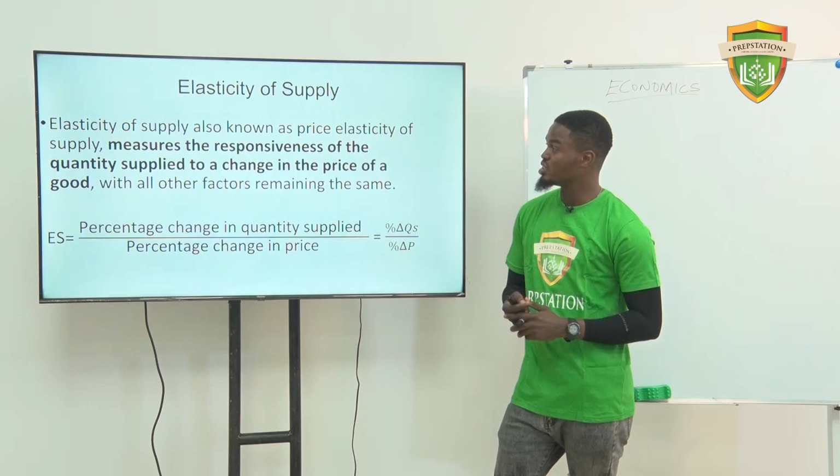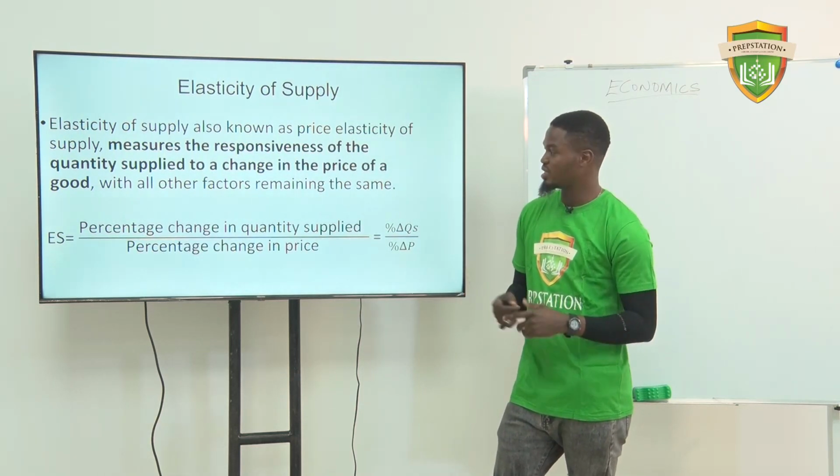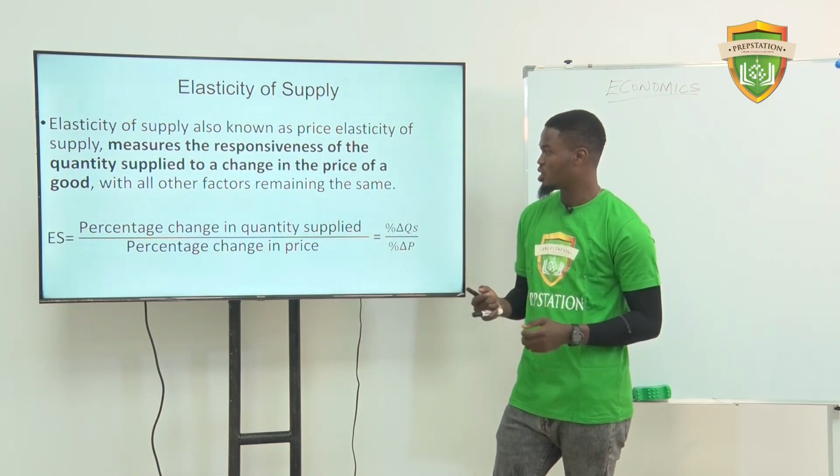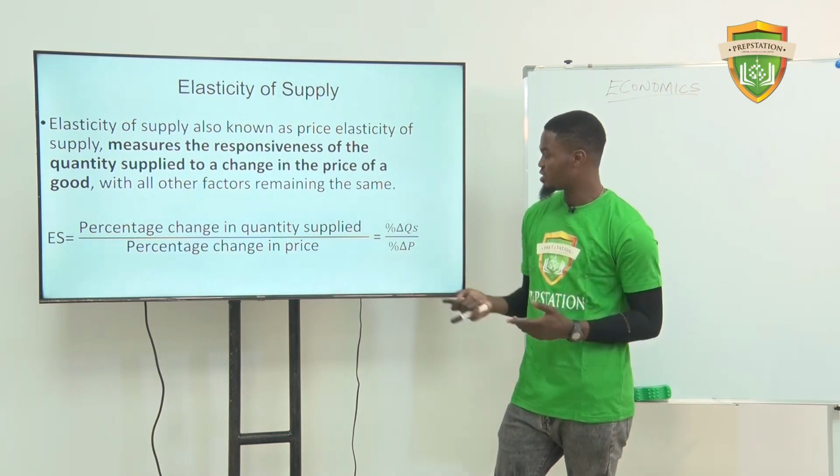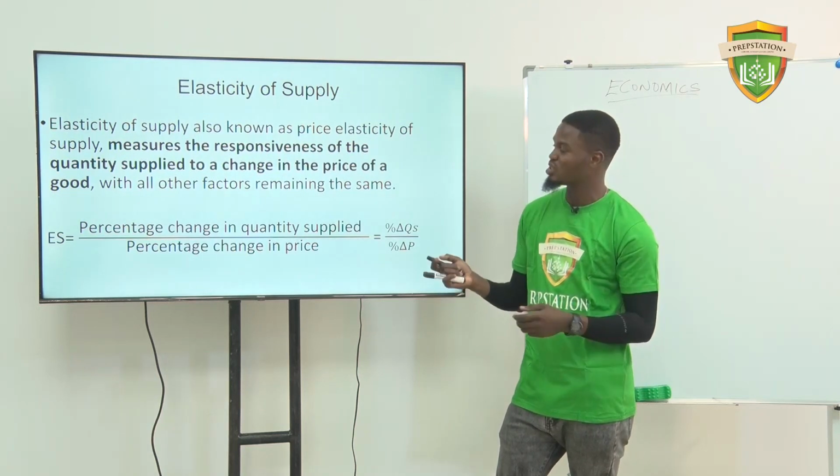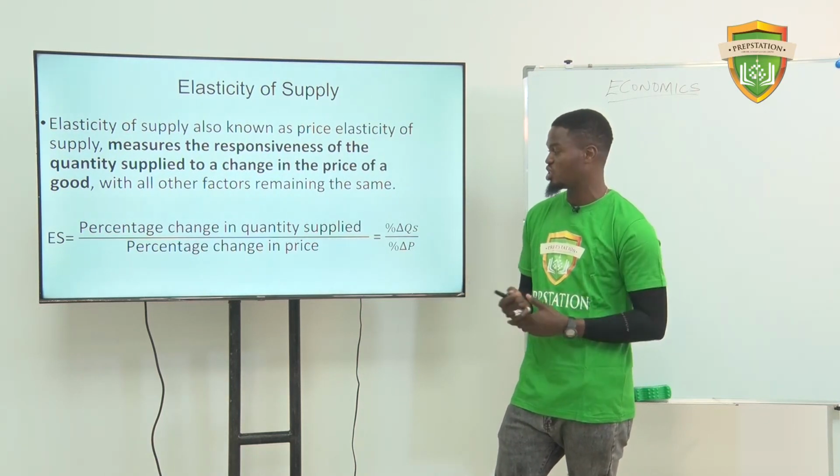So it measures the responsiveness of quantity supplied as a result of change in price of a good. Alright, so here's the formula: percentage change in quantity supplied divided by percentage change in price.